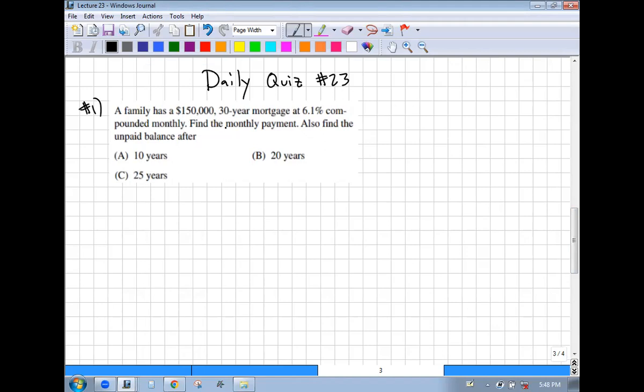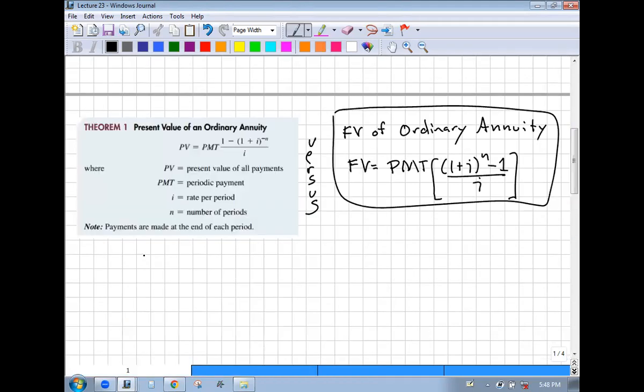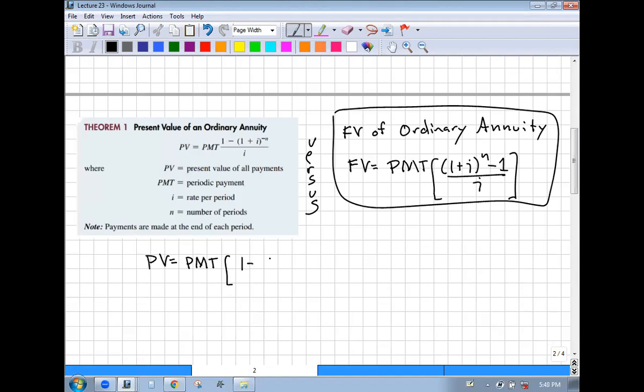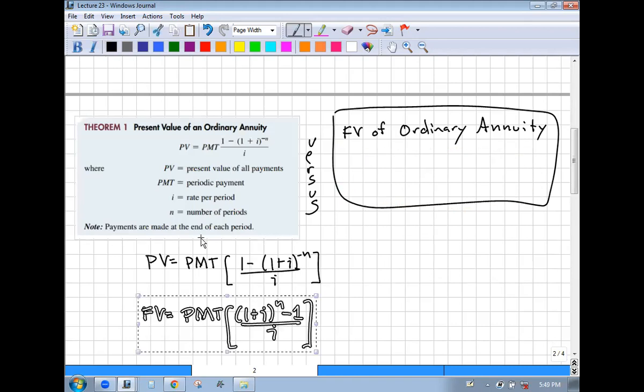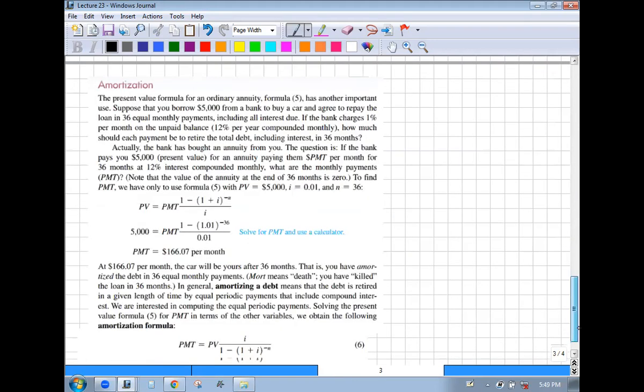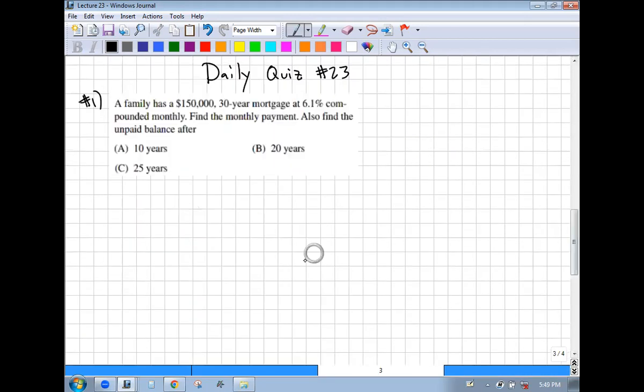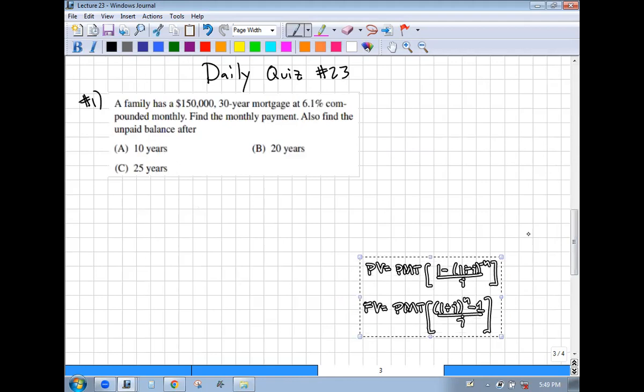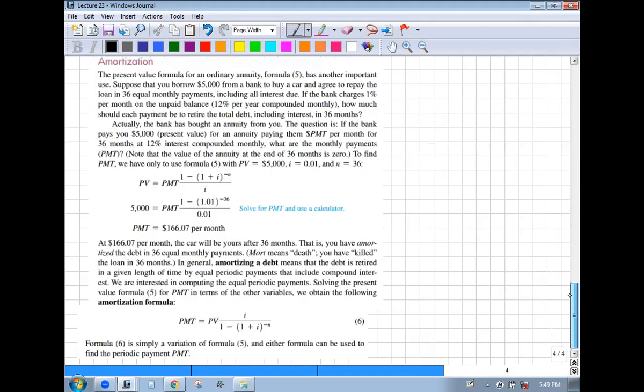So let's see, what do we want? 150,000. Is that going to be a present value or a future value? Pick our formulas here. We have PV equals PMT times 1 minus 1 plus I to the minus N over I, versus this one. Actually, we're about to learn about this stuff, but let's see if we could figure it out ahead of time. I guess we could read this because this kind of explains where it's going.